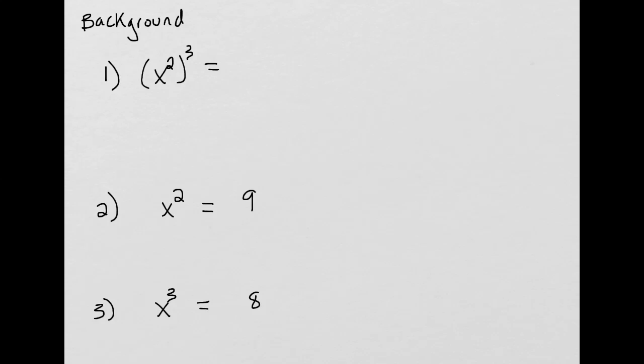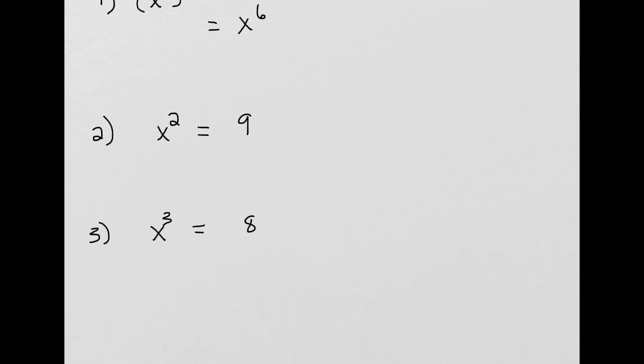So the first one is how we would simplify x squared to the third power. So remember, the way we handle powers to powers was we multiply those exponents together. So in this case, I would take 2 times 3, which would give me x to the sixth.